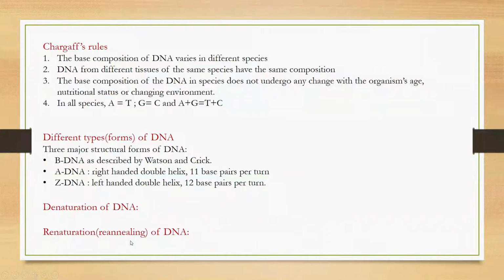renaturation. Now, DNA rich in GC, that is guanine and cytosine content, has a high melting point temperature due to three hydrogen bonds, than DNA high in A and T, because they have two hydrogen bonds. Renaturation is the process by which denatured DNA strands have their double helical form restored. That is also called renaturation or reannealing.